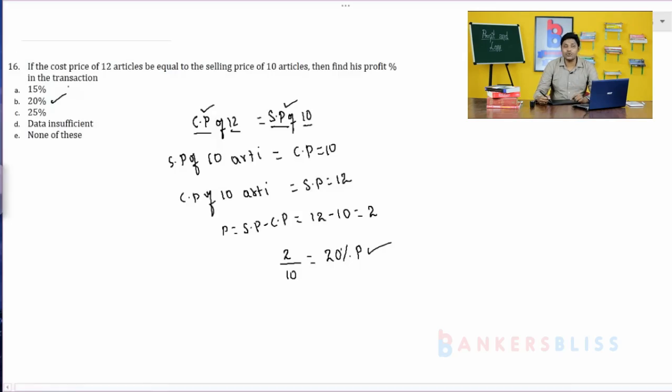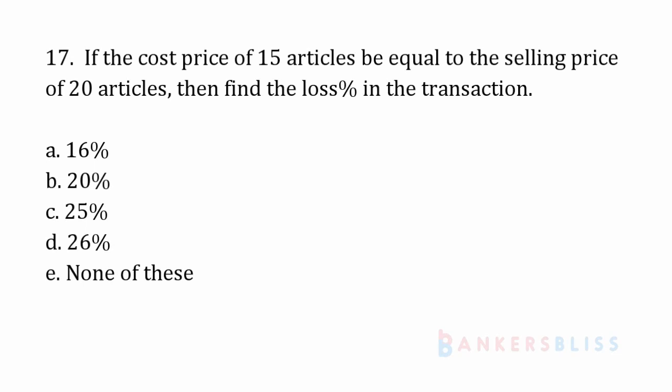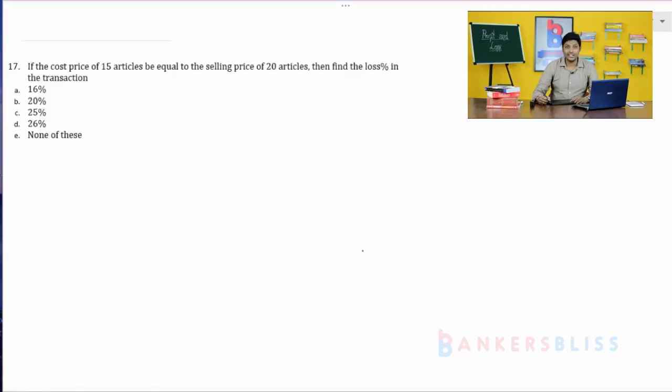Okay, so let's go to the next variety, problem number 17. If the cost price of 15 articles be equal to the selling price of 20 articles, then find the loss percent in the transaction. See here, they are incurring loss. Very similar to the previous problem.